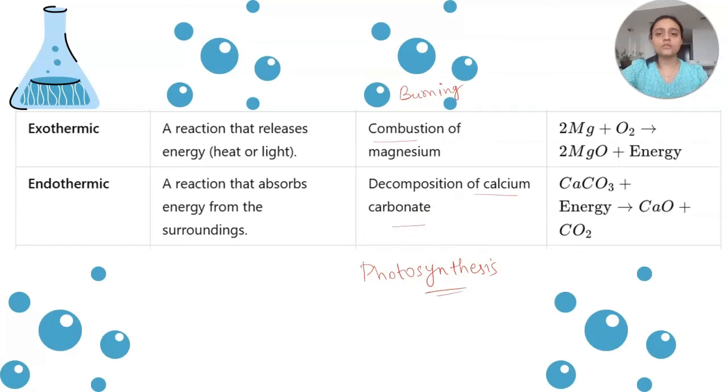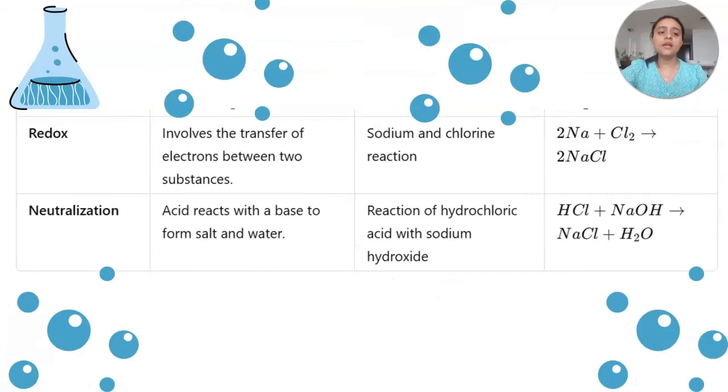Two more reactions which are described in your NCERT are redox reactions and the neutralization reaction. In a redox reaction, as you can see, it involves a transfer of electrons between two substances or elements. Two different ions, positive and negative, combine together and form one compound on the product side. So in the sodium and chlorine reaction, you can see Na and Cl2 react and form sodium chloride.